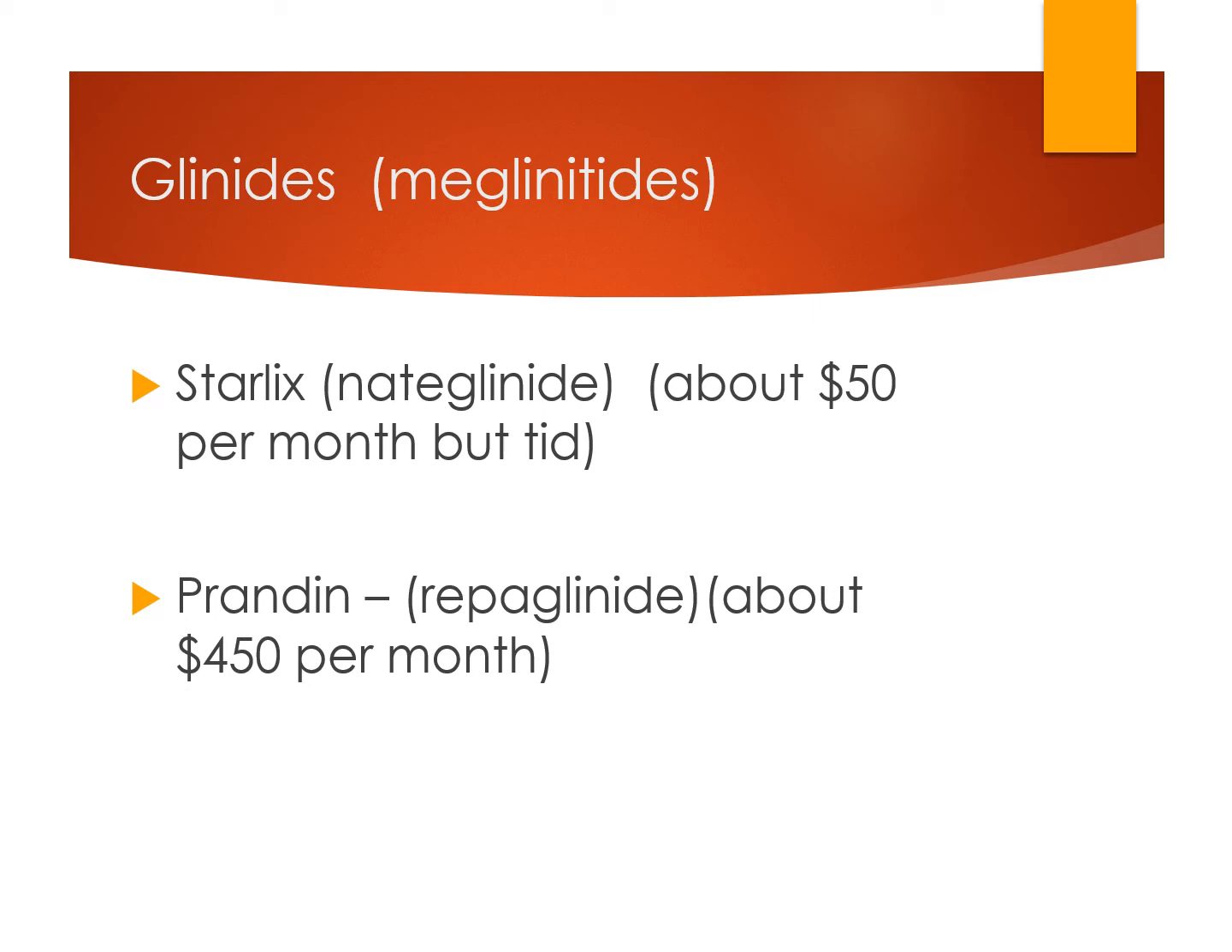Prandin is a once-a-day medicine, but it's a lot more expensive. Again, mostly we reserve these for people that are sulfur allergic, and even in those people, we've got lots of other non-sulfur-based medicines that we can use.